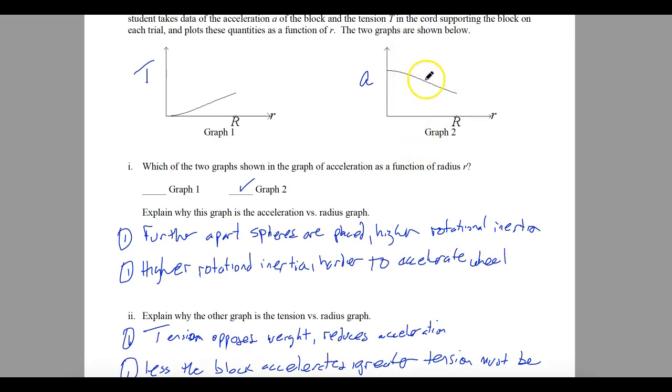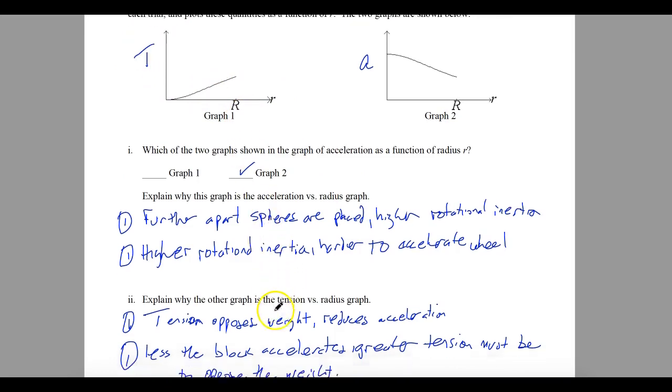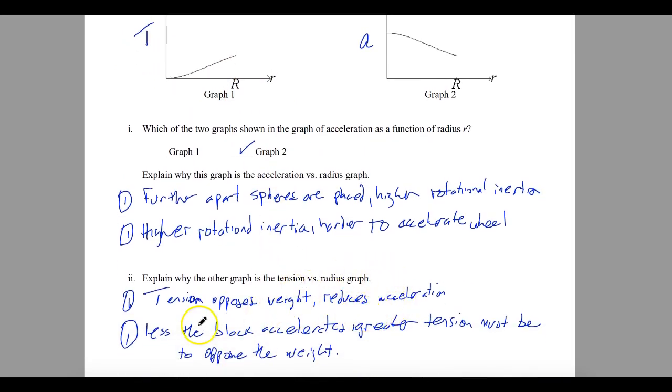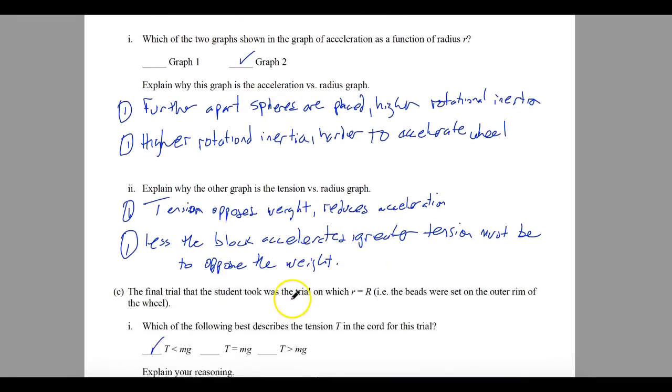So as you move further and further out, notice the acceleration is going to get less and less because that wheel has more moment of inertia, and it's a lot tougher for it to accelerate. So the further apart the spheres are placed, the higher the rotational inertia, and if you have a higher rotational inertia, it is harder to accelerate the wheel. This one's got to be tension versus the radius, and tension opposes weight, that reduces acceleration, and the less that block accelerates, the greater the tension must be to oppose that weight. So that's why this one is tension versus the radius.